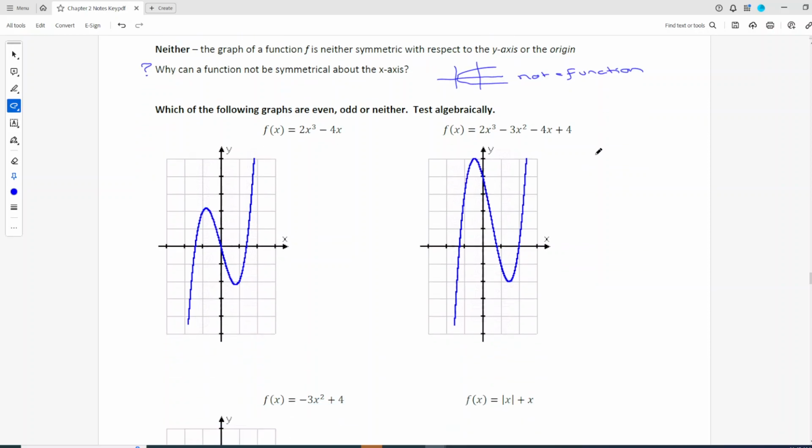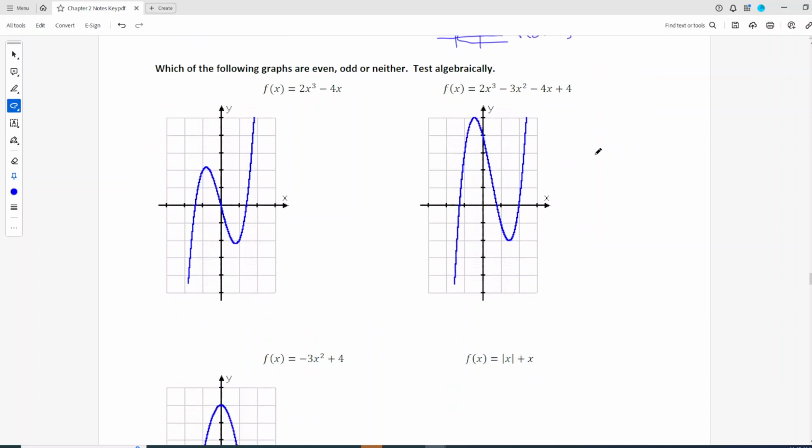So what we're going to do here is look at 4 equations of functions and determine whether they are even, odd, or neither. And we're going to do that by testing it algebraically. Now, when I look at an equation like this, I'm going to tell you this is an odd function. It is. This is an odd function because the highest exponent is 3. And when we do chapter 4, we are going to call this an odd function. But in chapter 2, we're going to say odd, question mark, and we're going to test whether it has origin symmetry.